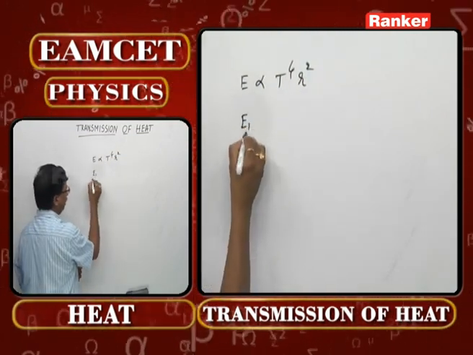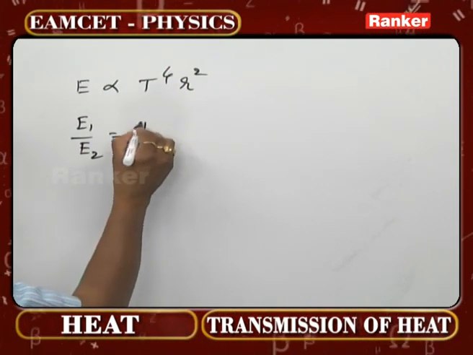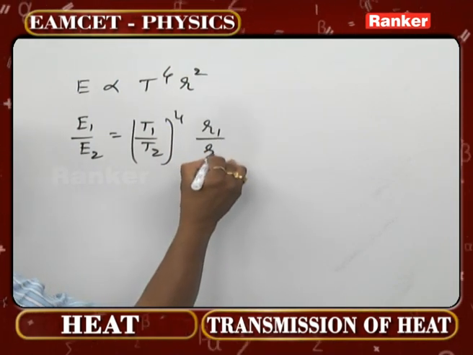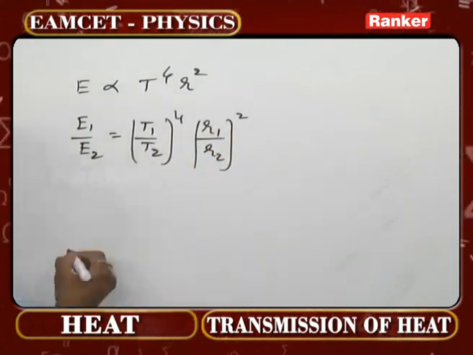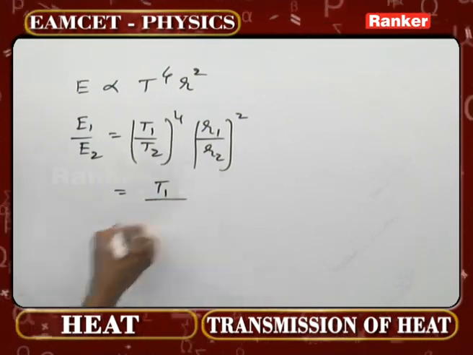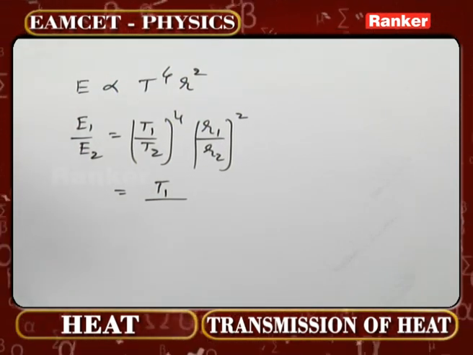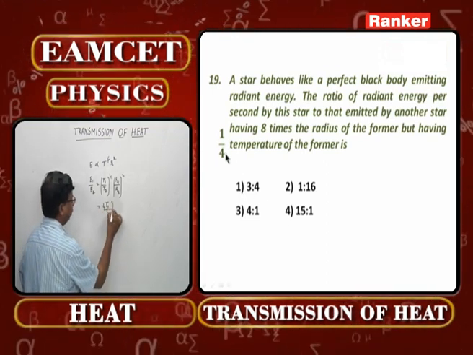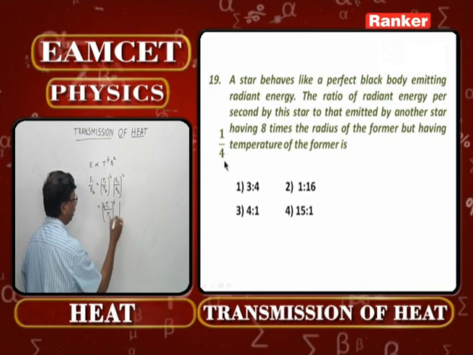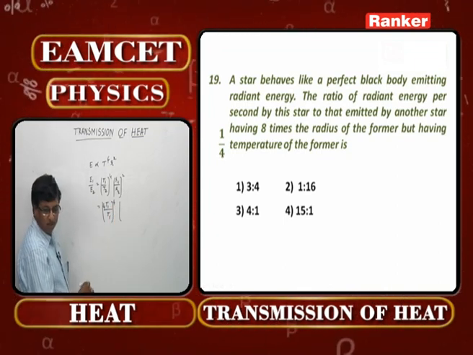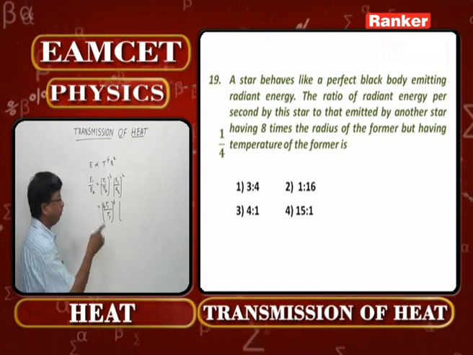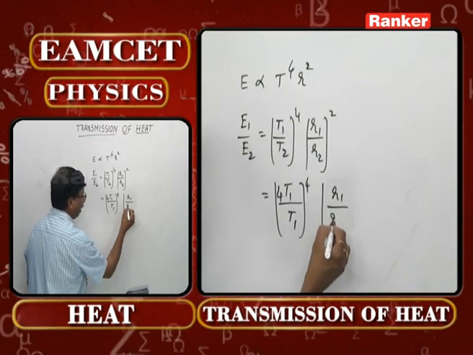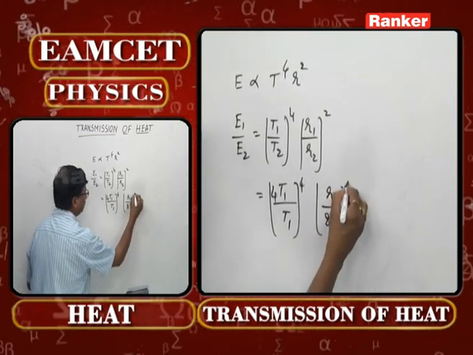So what can we write now? E1 by E2 is equal to T1 by T2 whole power 4 into R1 by R2 whole square, like we can take. The temperature 1 you take it as it is. What is the temperature of the second one he has given you? 1/4 the temperature. So T1 by 4, 4 goes up and this is to the power 4. Fine. What about radius he has given? 8 times the radius of the former. That in the sense what? R1 if I take it as it is, this R2 is going to be 8 times R1.